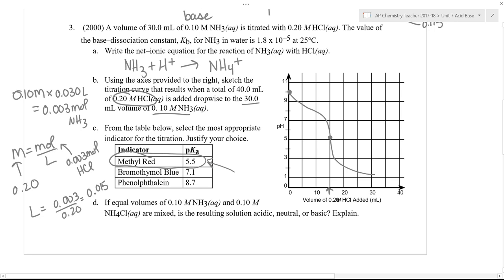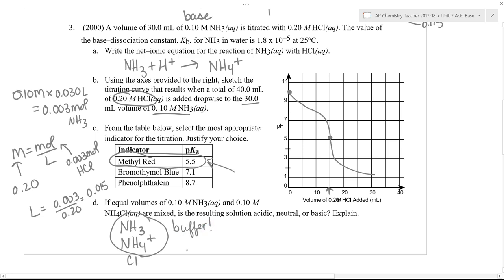And then looking at part D, I've got equal volumes of NH3 and NH4Cl. Is the resulting solution acidic, neutral, or basic? Well, I have to think about what is going to be in my solution, and it's important to recognize that NH4Cl is an ionic compound. So I'm going to break it apart into its ions. And when I do that, if I write down these things that are in my solution, hopefully I notice that, hey, I've got NH3 and NH4+. That looks like a weak acid and its conjugate base. That is a buffer.